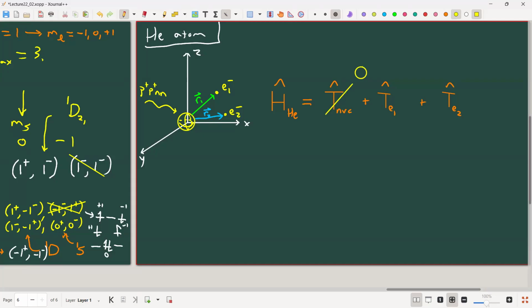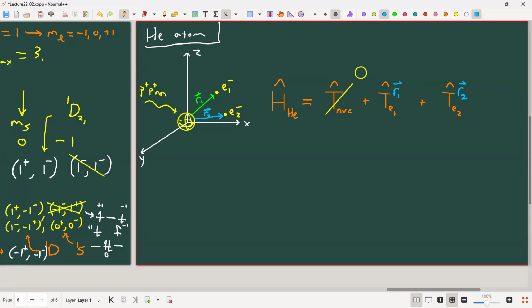These two leftover kinetic energies are just functions of R1 and R2. They're just about the positions and the velocities of each electron. So this is a function of R1, and this is a function of R2. The two electrons have independent motion. Those are our kinetic energies.